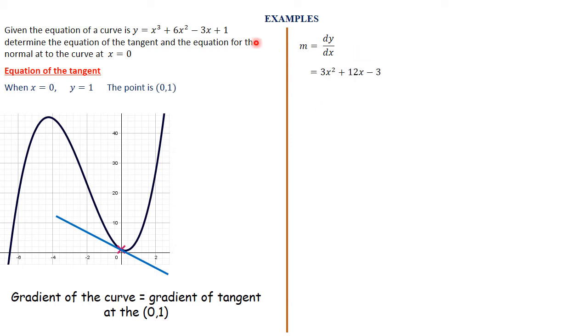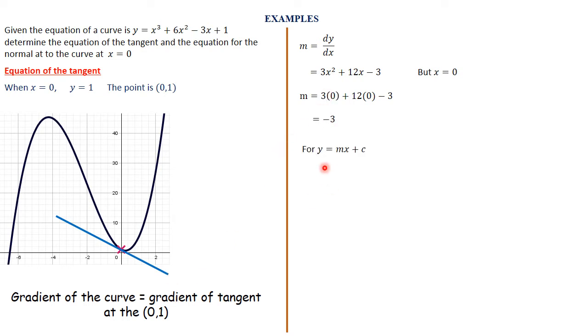Therefore, we can differentiate this function here, and it must be equal to the gradient of that tangent at that particular point. We also know that the value of x here is 0, because the coordinate is (0, 1). So putting the value of x to be 0, we get m is negative 3, and therefore the gradient of that tangent is negative 3.